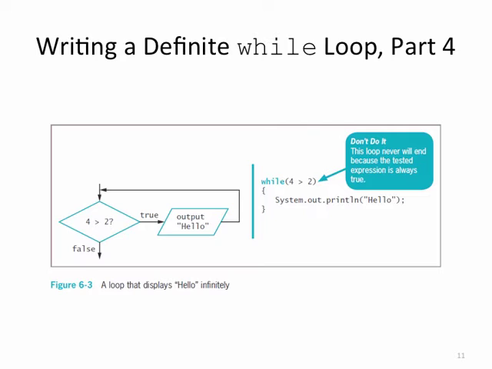So, 4 greater than 2. If 4 is greater than 2, we're going to loop. Is that an infinite loop? You betcha, because 4 will always be greater than 2. So that represents an infinite loop.